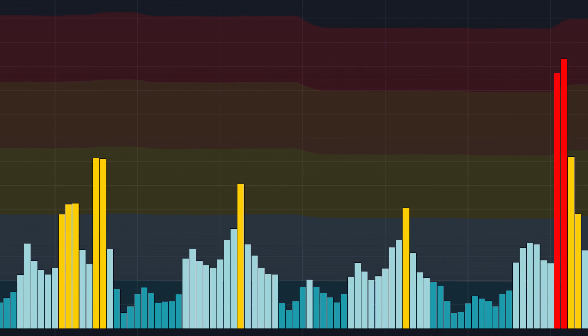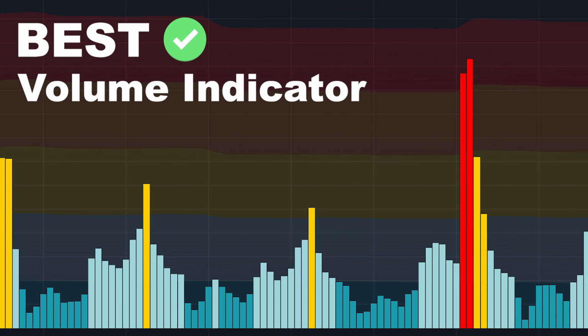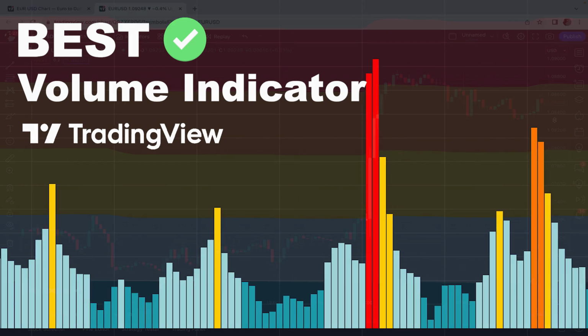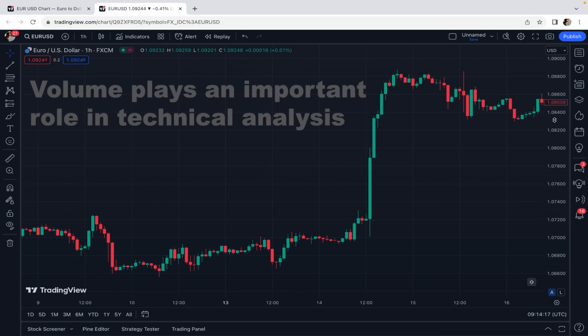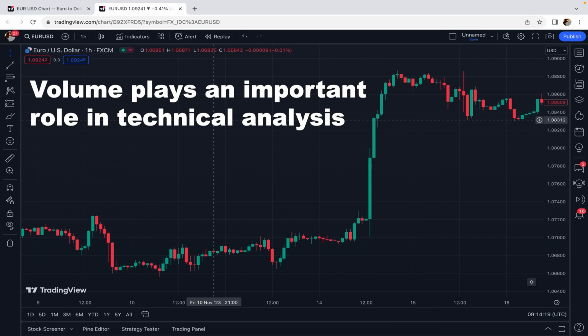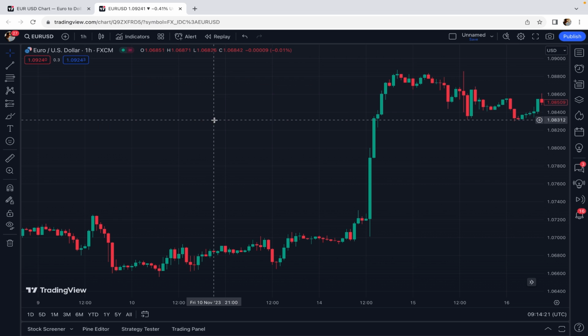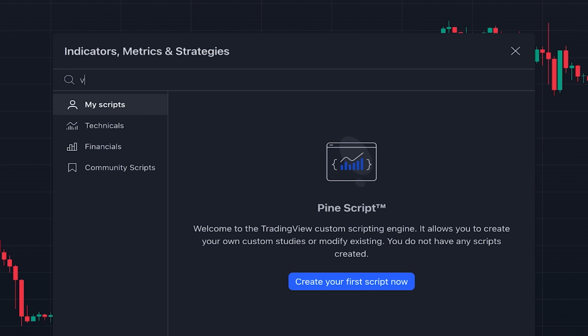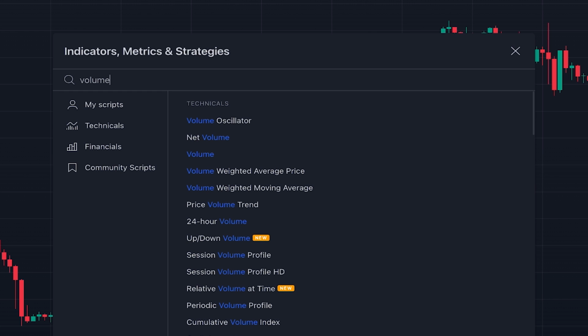In today's video, I want to introduce the best volume indicator that I found on the TradingView platform. If you're an experienced trader, you know that volume plays an important role in technical analysis, and even some traders believe that volume is more important than the price. There are many types of volume indicator that traders use, but the most basic one, which is also the most commonly used among traders, is this one.